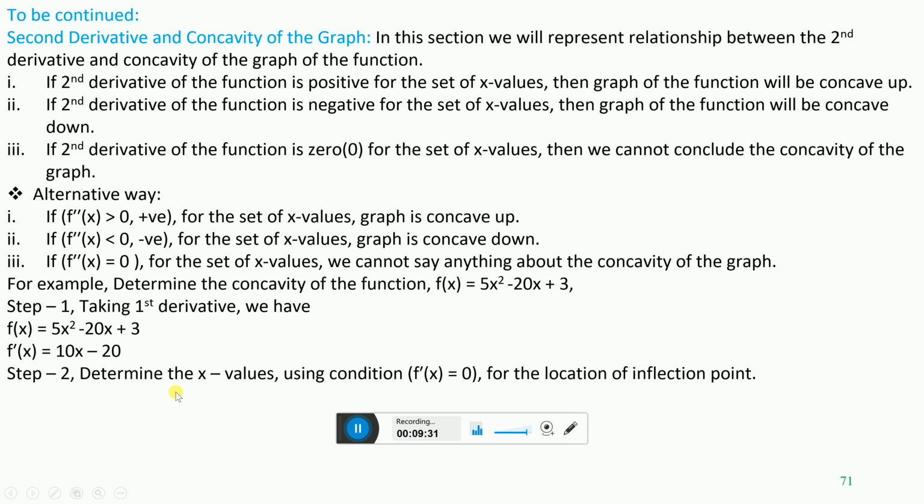We can determine the x value using the inflection point condition. What is the inflection point condition? The point at which the first derivative for the x value must be 0. This means the inflection point is the point along the graph at which the graph changes its slope from increasing to decreasing or from decreasing to increasing. At that particular point the slope of the graph is 0, so the first derivative is equal to 0 for x. This is the condition, and with the help of this condition we will determine the x values.